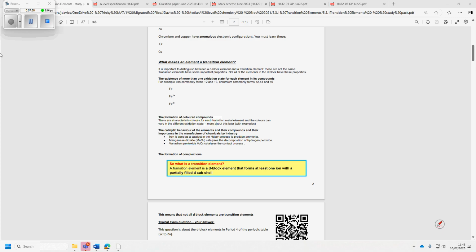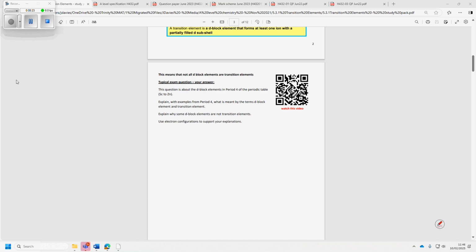The possibility of writing an A-level paper where that definition isn't somehow tested would result in quite a poor A-level paper. So, a D-block element that forms at least one ion with a partially filled D subshell. That is what the definition of transition element is. And as we've already mentioned, scandium and zinc are not transition elements. So they're not going to do that. That's what we're going to look at.